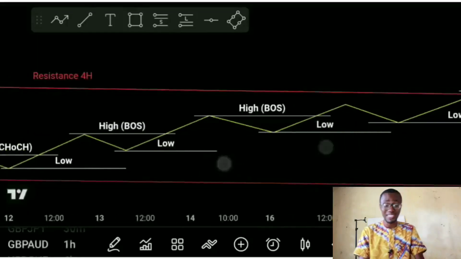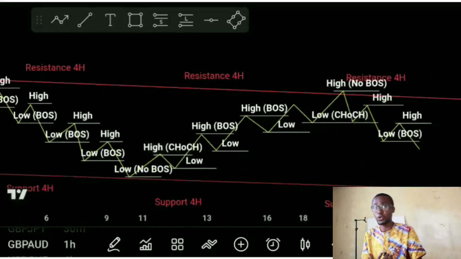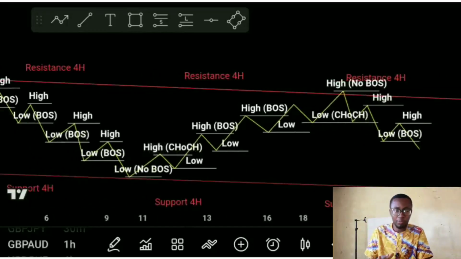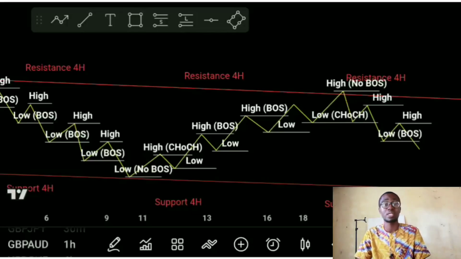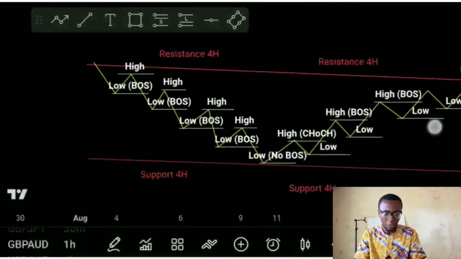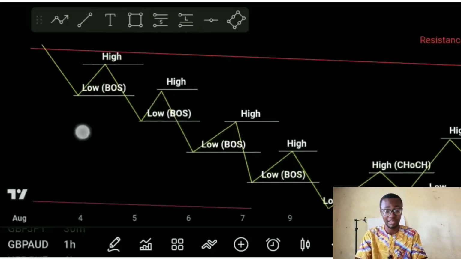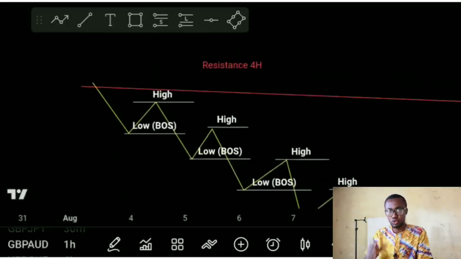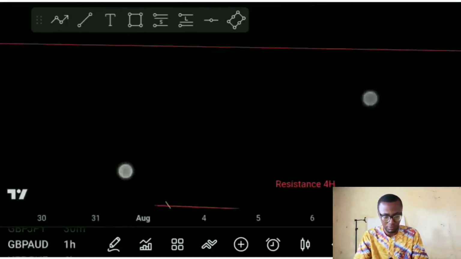So having understood break of structure and change of character in the theory format, now let's come to the chart and see what is going on the chart so that we are going to have a better picture of what is going on.